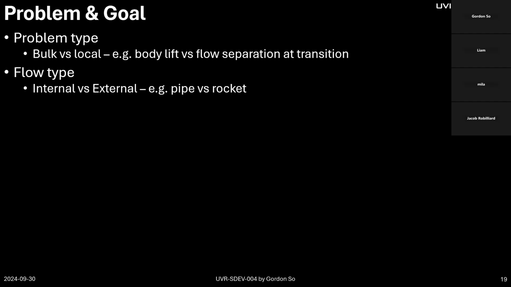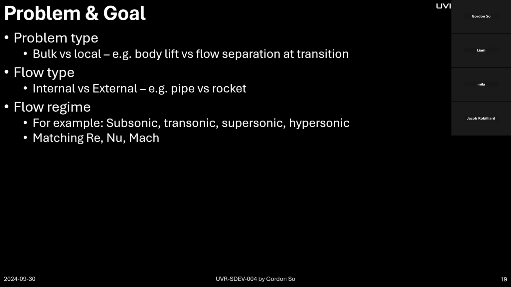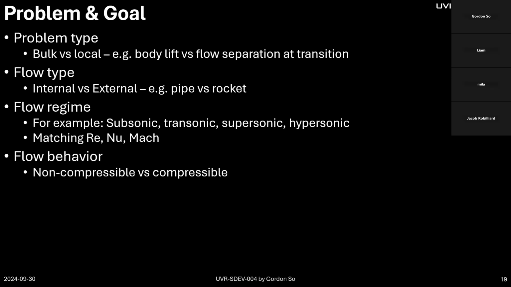Flow type, are you doing an internal or external analysis? Like a pipe is internal flow because your flow does not exceed outside your walls. And then a rocket is basically external flow because it's flying in a large domain. The regime is very important. Aerodynamics, fluid dynamics is the most finicky subject in mechanical engineering because it's just so hard to predict and model everything. And sometimes you need to match certain dimensionless parameters like Reynolds number, Nusselt number, and Mach number. That's just some examples.